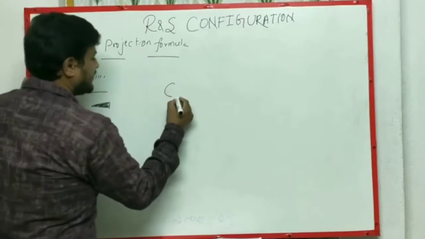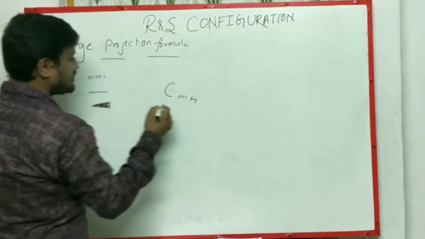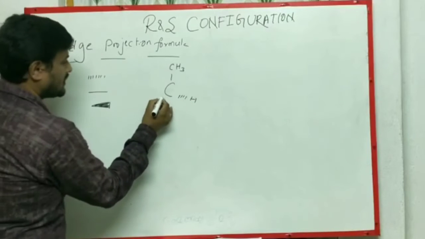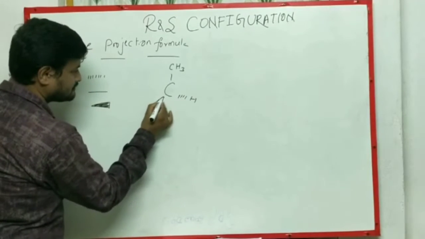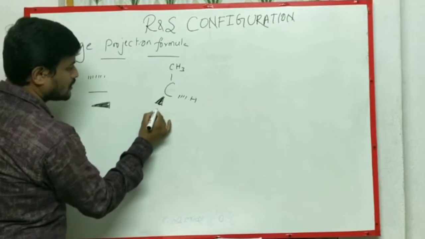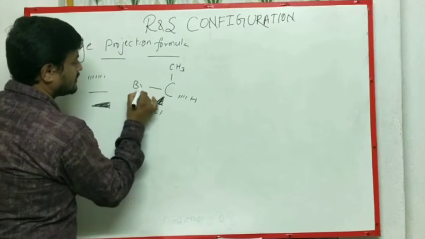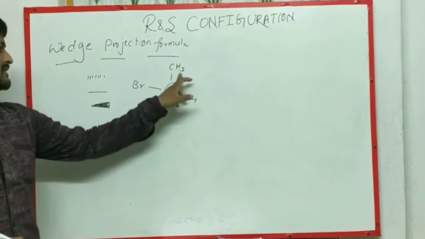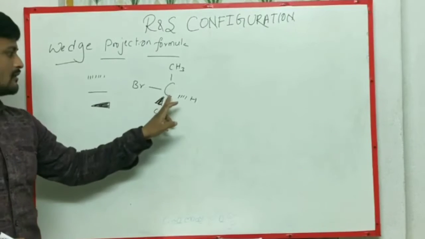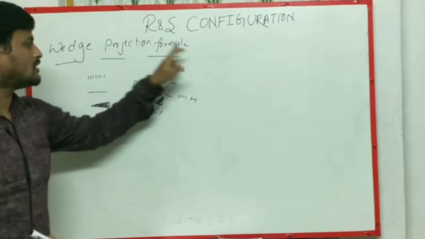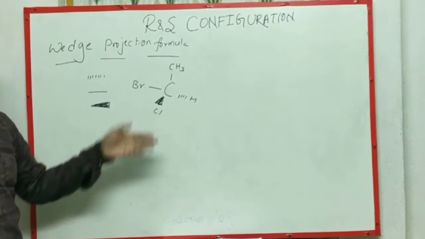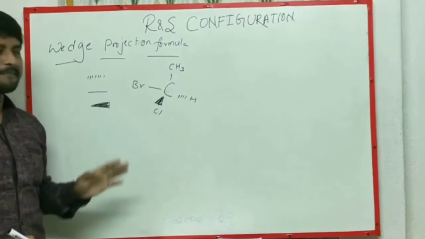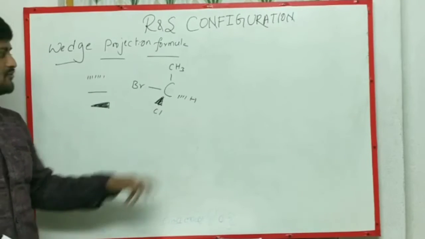Here I am writing like this. The 4 valences are methyl, hydrogen, chlorine, and bromine. Here the 4 valences of carbon are hydrogen, methyl, bromine, chlorine. This carbon atom is a chiral carbon atom. The overall molecule is optically active because there are no symmetrical elements. It is a chiral optical active molecule because of the presence of the chiral carbon atom.